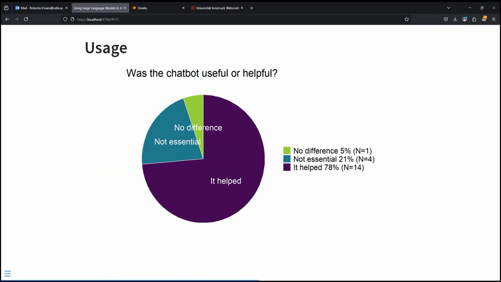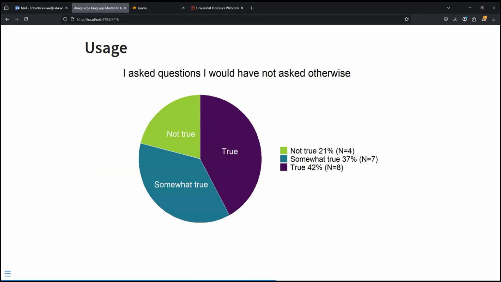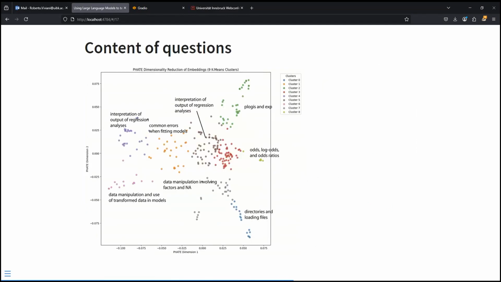Was the chatbot useful or helpful for those that used it? Helped, not essential, no difference. Also here it's not clear. What's the reason for that, given that they had recourse to something that was not the chatbot itself, and didn't realize it was the same engine behind, only augmented with the information? But in general, it helped. And very important for me, they asked questions that they would not have asked otherwise. So they used the system to ask something they wouldn't have asked in the lecture, because it concerns material that we were using in class, and that was true or somewhat true for the vast majority of the students. As I said, that was the main motivation.